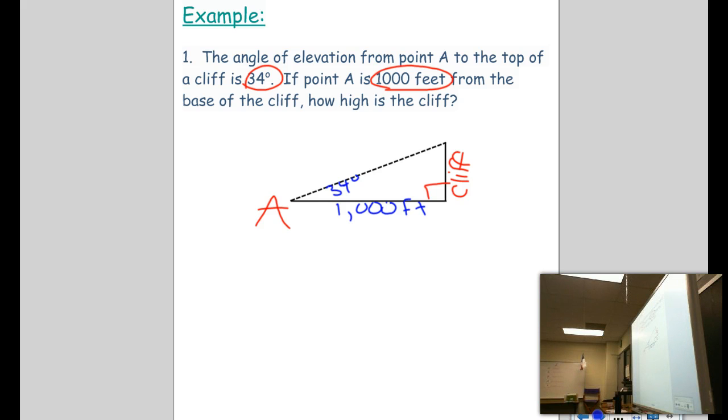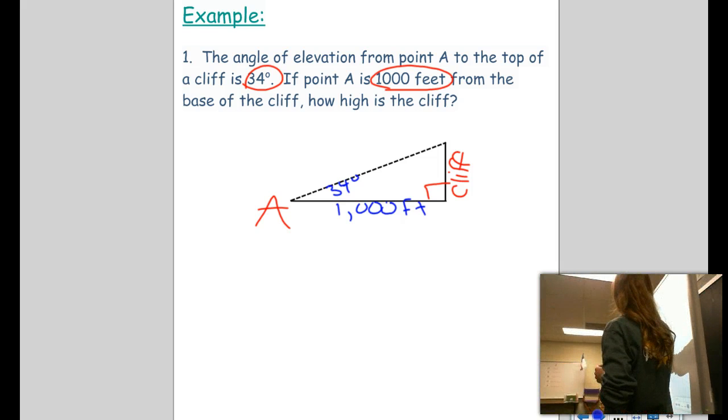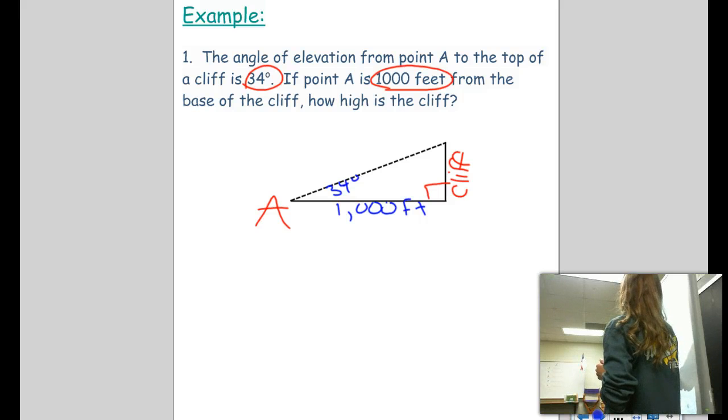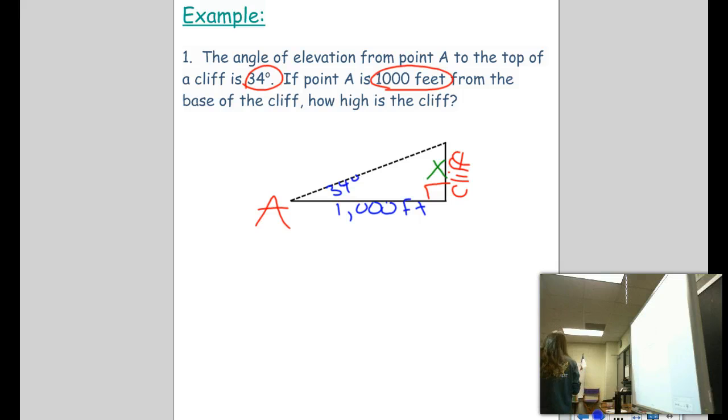So Ava, where does X go? Would X go here or here? A or B? B, very good. There's X. Ashley, what trig function do you want to use? Sine, cosine, or tan? Tan. Very good. So everyone write tan.